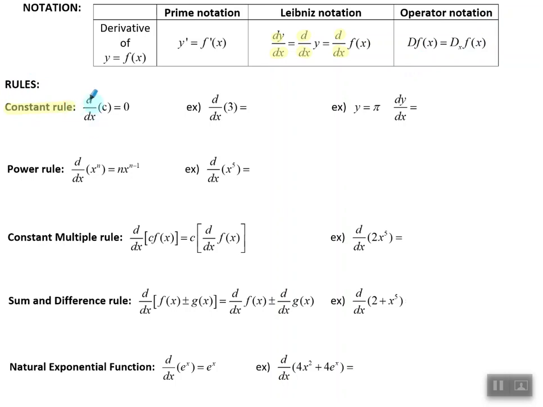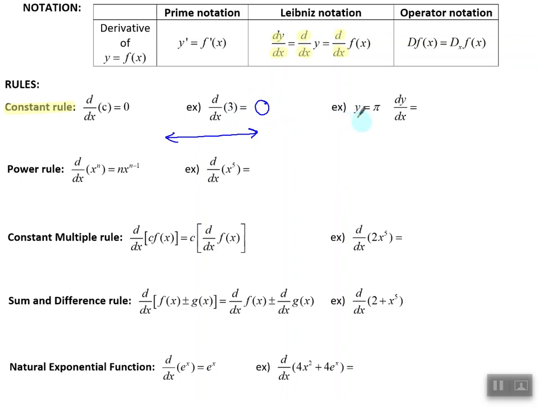The constant rule. The derivative of a constant, c being our constant, will always equal 0. Why is that? Well, think of the graph of a constant function, like y equals 3. That is just a horizontal line. And because derivative means slope of the tangent line, what is the slope of a horizontal line? 0. So of course, the derivative of any constant must equal 0. Easy as that. Therefore, the derivative with respect to x of the constant 3 is 0.